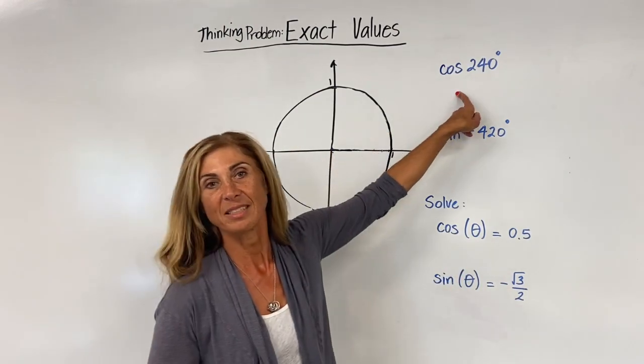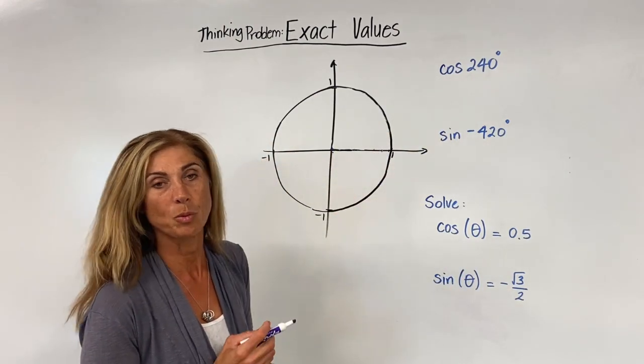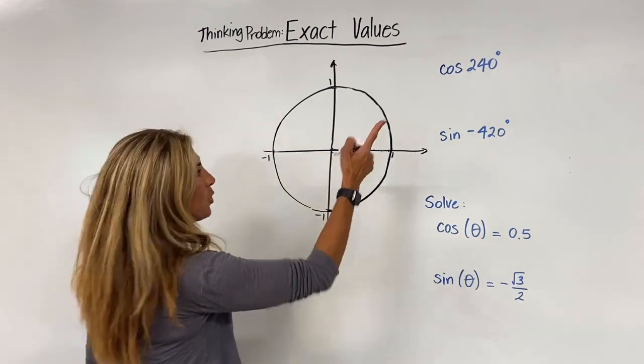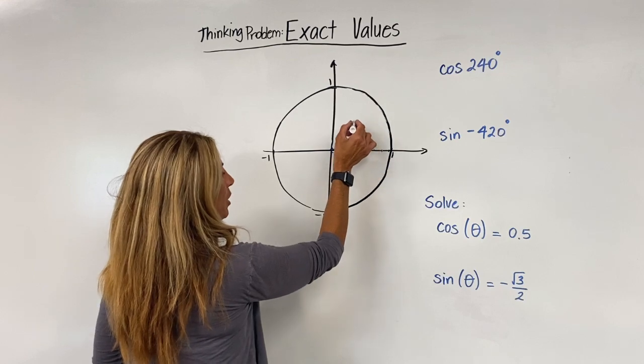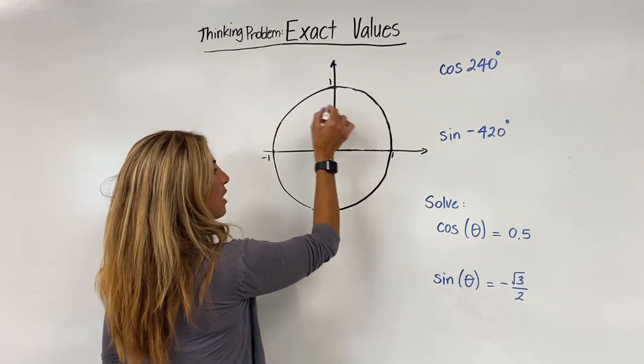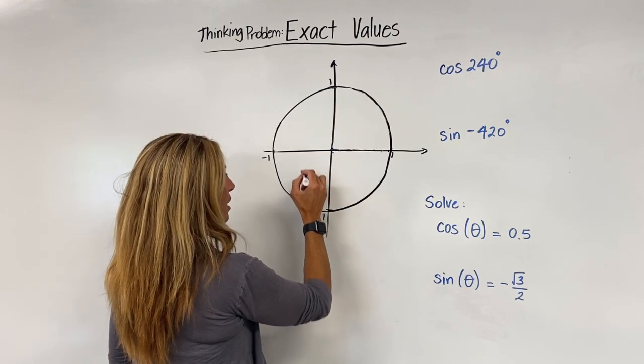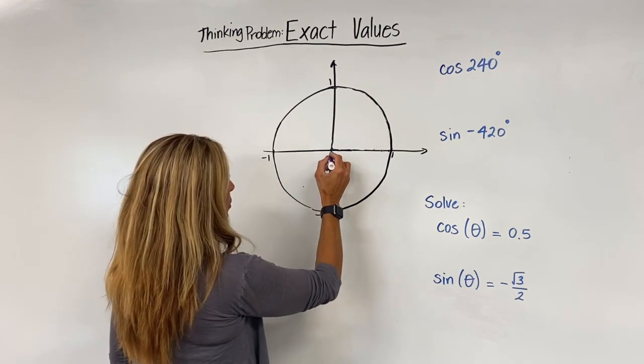First problem asks us to determine the cosine value of 240 degrees. As always, try and visualize what that means. So 240 degrees would be going around our circle at least halfway. This is the unit circle. That would be 180 degrees. And then think about how many degrees beyond that we would have to go.